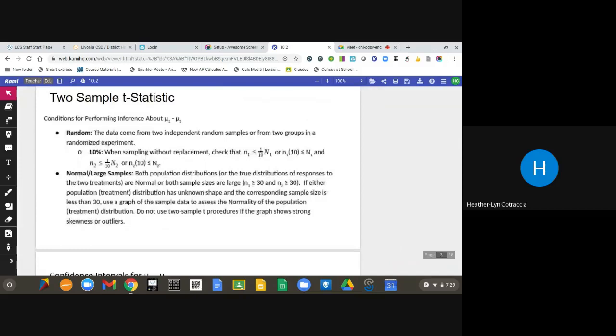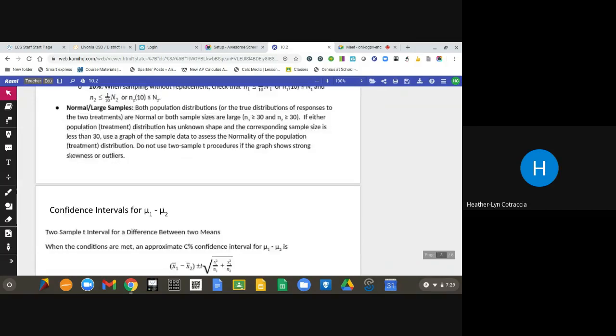Your two sample test statistic, again, I already went through that, so you're going to go through random, 10%, normal, large counts. You can read through that if you want to, but it's just all a review.